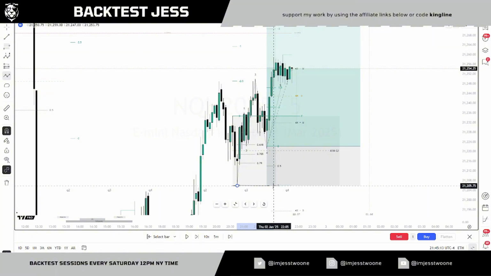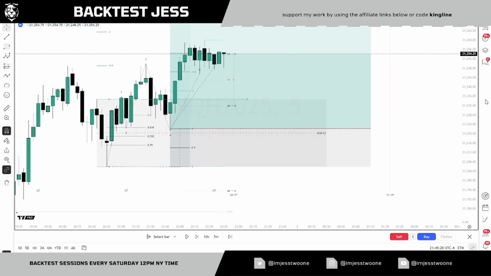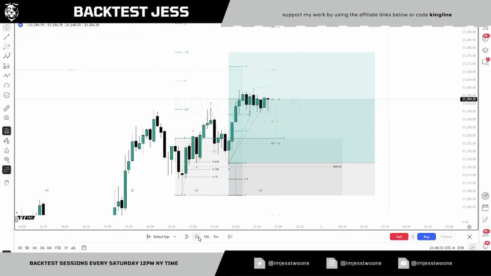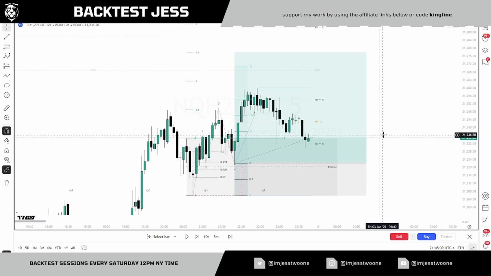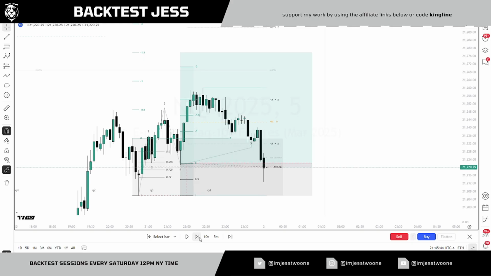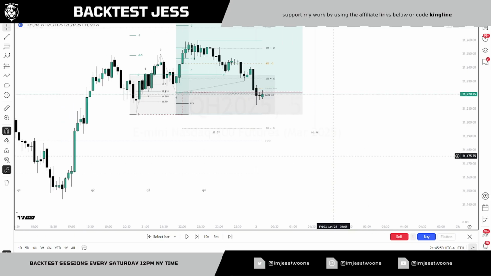That candle. Okay. Jeez. It looks so tiny. Alright, so now we have 5. Hopefully. Okay, BE. Great. Fantastic. Alright, so we're BE on that trade.